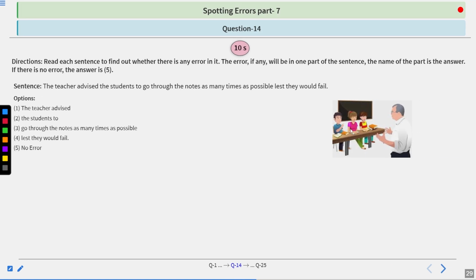The teacher advised the students to go through the notes as many times as possible, lest they would fail. Options are given below. You have 10 seconds to spot the error.